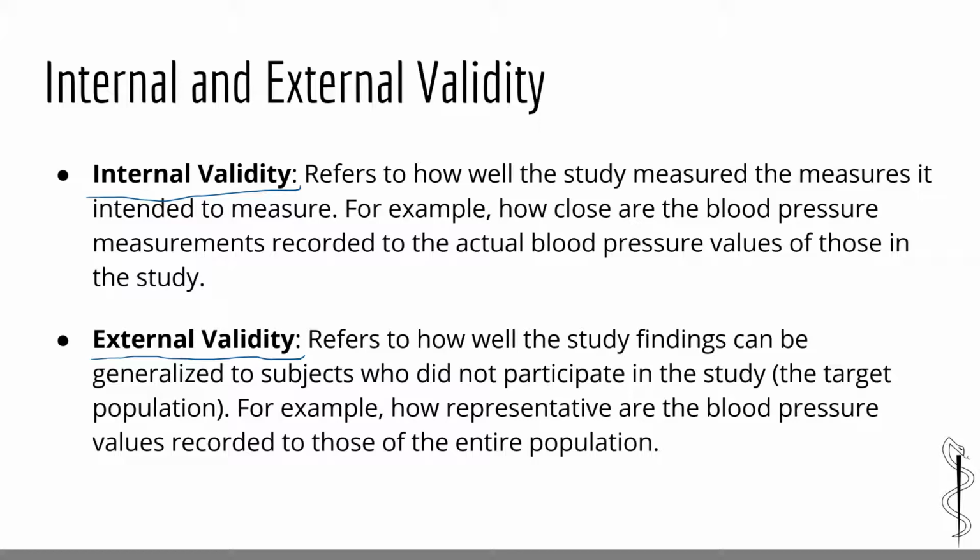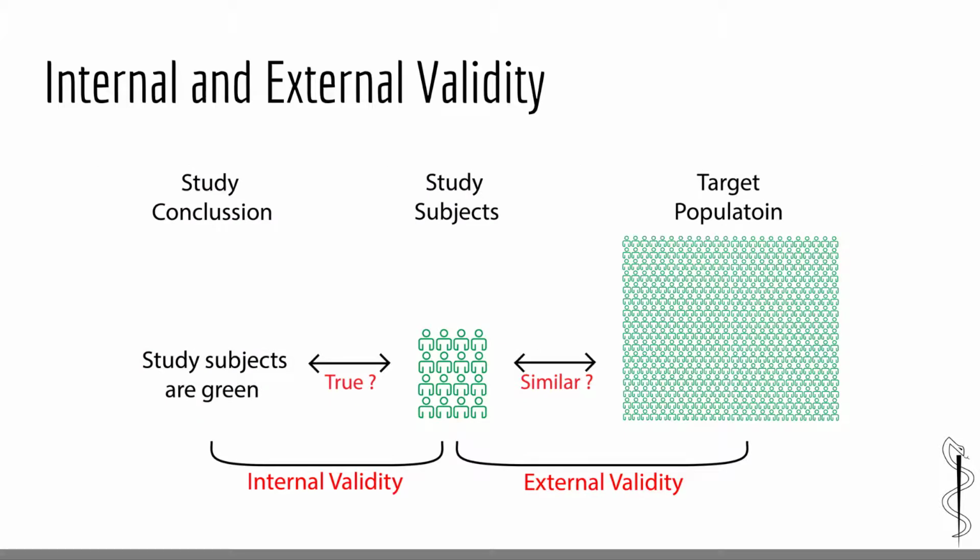This is an extremely high-yield concept, so let's take a closer look at internal and external validity. In order to conceptualize this, let's imagine a hypothetical study which aims to measure the color of study participants. Let's assume that the study concludes that the study participants are green. If it is somehow determined that the study participants are indeed green, then the study is said to have high internal validity because it correctly measured what it intended to measure, or the color of the study participants. Now let's assume our hypothetical study has very high internal validity. The question remains though, does the study have high external validity?